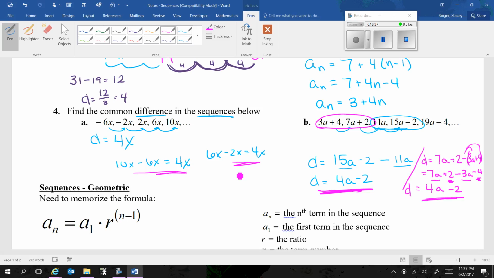So that is arithmetic sequences in a nutshell. Next would be geometric sequences on the next video lesson.